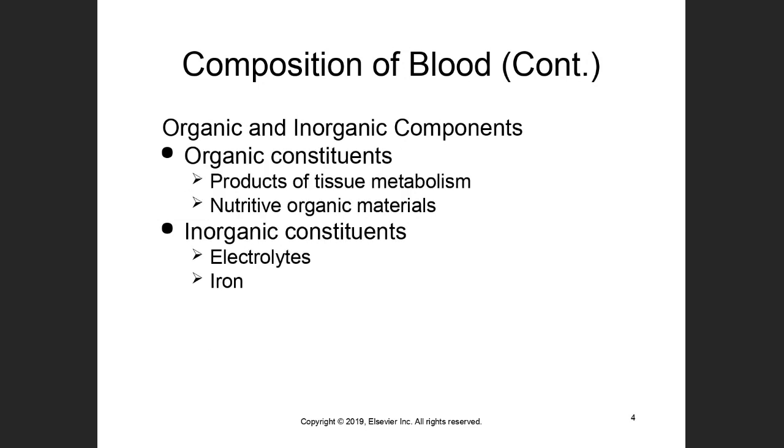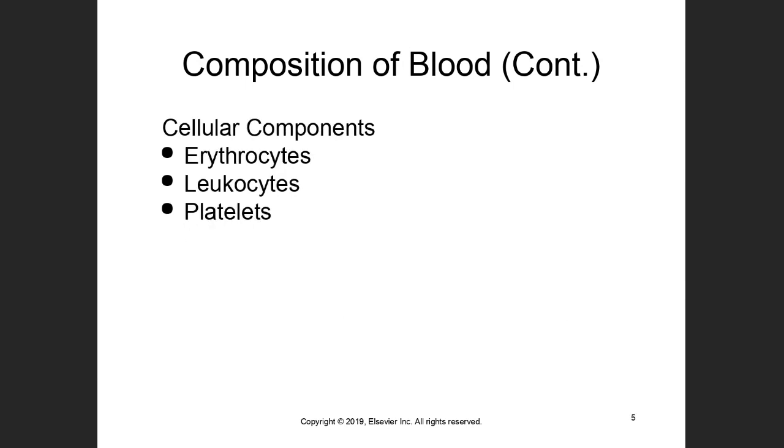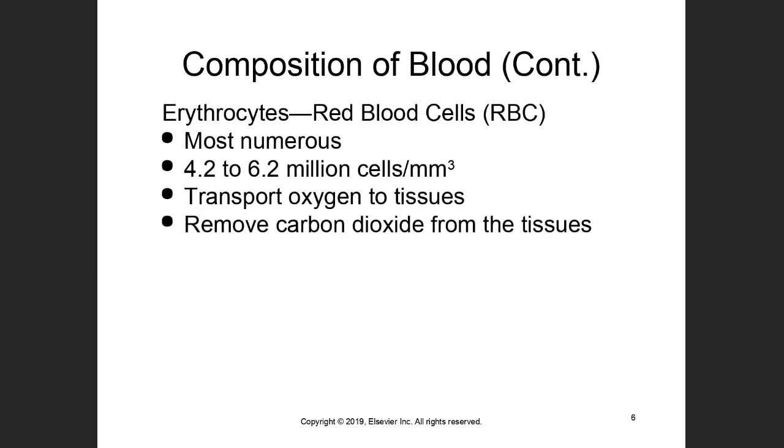Organic constituents: products of tissue metabolism and nutrient organic material. Inorganic constituents: electrolytes and iron. In the cellular components, that is the formed elements, we have the erythrocytes, leukocytes, and platelets. Another name for platelets is thrombocyte.